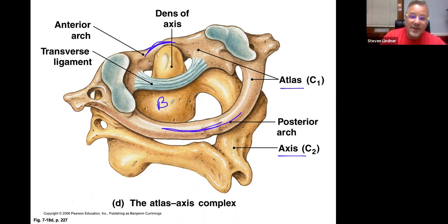C2 has a vertebral body, and what extends upward is the odontoid process, or the dens. And you've got the transverse ligament holding it in place, and that's what allows you to rotate left and right. C2, however, has that bifid spinous process. Again, you can see the transverse foramen in both, and both have transverse processes, of course.